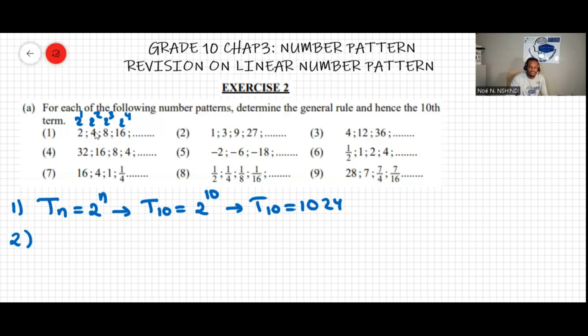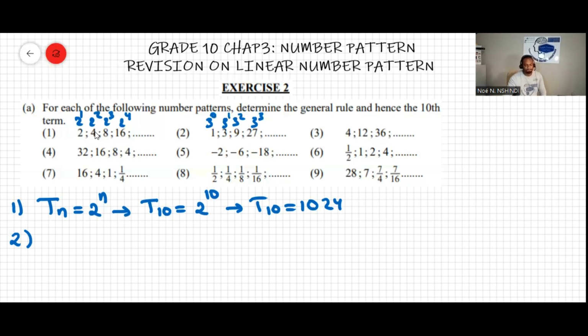Okay, question 2, we have 1, and then 3, and then 9, and then 27. What we see here is similar to question 1. 9 is 3 squared, 27 is 3 to the power of 3. What about 3 itself? 3 to the power of 1. And what about 1? It is 3 to the power of 0.